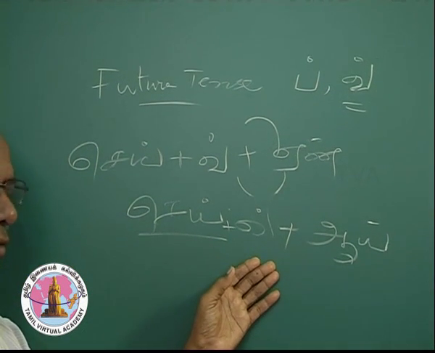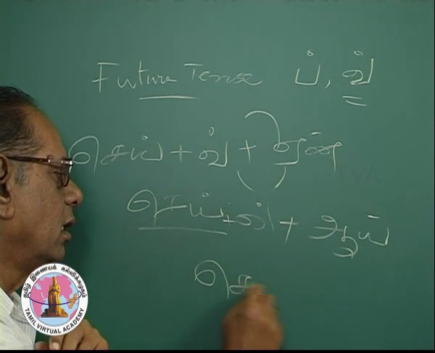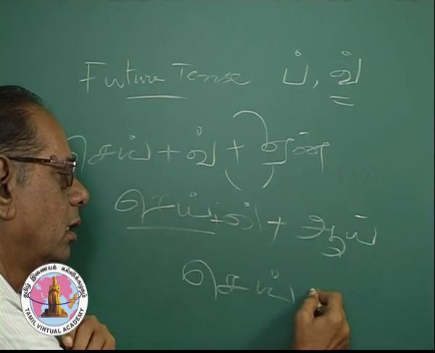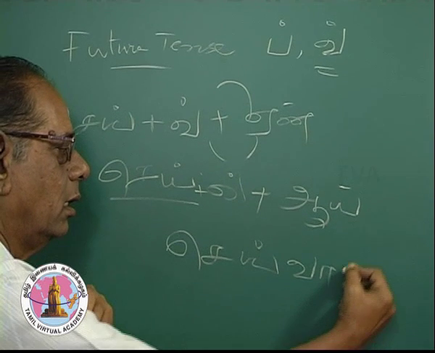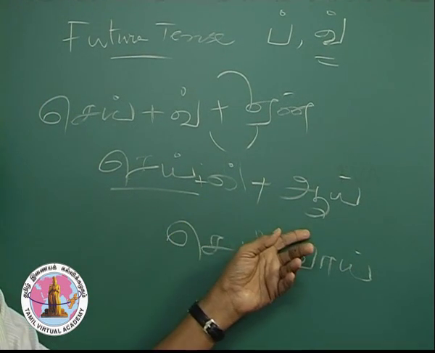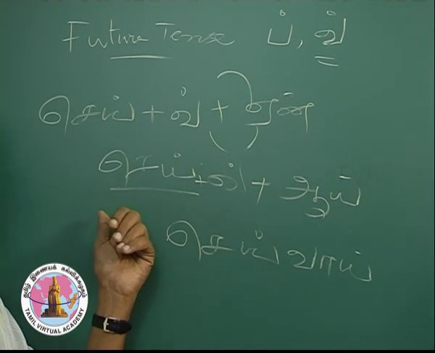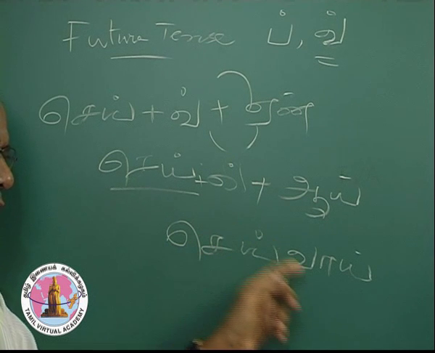Shei plus U plus I, Sheivoi. This is second person singular. The subject is in the second person singular. Sheivoi.